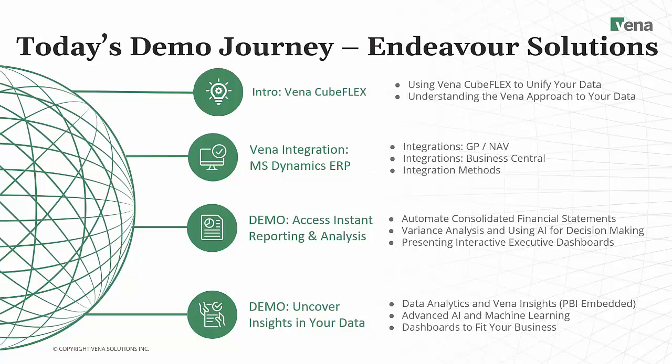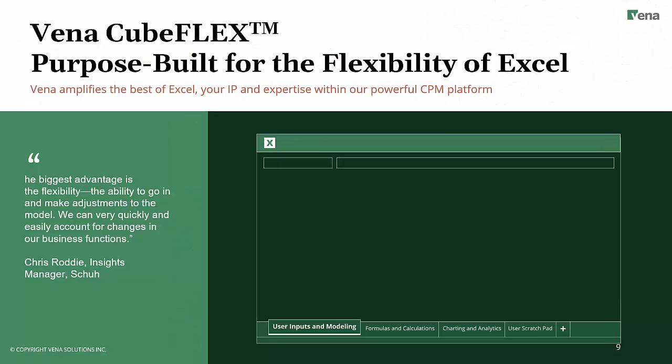Look at a demo of the actual VENA reports. Look at some consolidated financial statements built in Excel. Look at some dashboards in Excel. Talk about variance analysis and some of the AI that Microsoft has built into the Microsoft Office suite. Then we're going to look at data analytics and what we call VENA Insights, which is Power BI embedded in VENA. And it's actually got some more advanced AI and machine learning, and then we'll talk about dashboards to fit your particular business. So how do we do it?